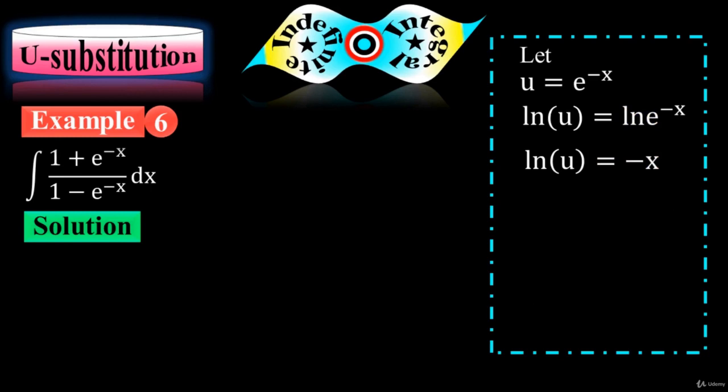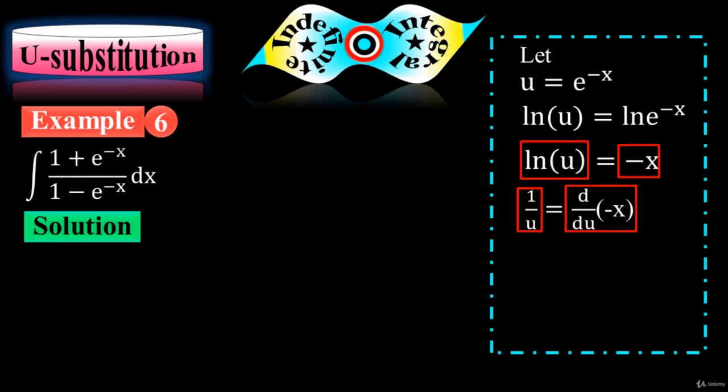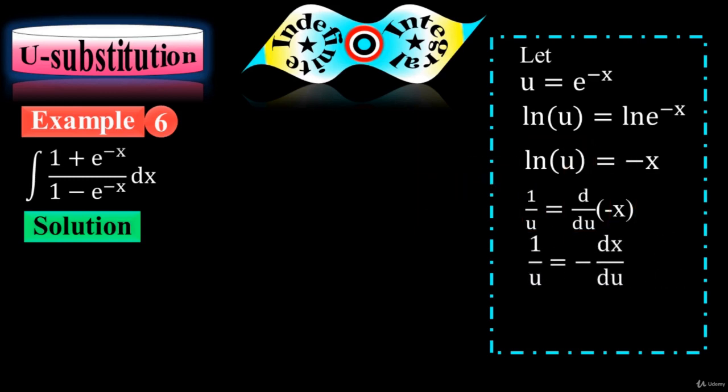Differentiate both sides with respect to u. For the left side, we don't have any issue, we have the u variable. But for the right side, we have x, there is no u variable. Derivative of natural log u is 1 over u. And derivative of minus x with respect to u is d over du times minus x. You just simply put the symbol of derivative, which is d over du times minus x. Separate the variables x and u. At the left hand side we have the u term, which is minus 1 over u times du equals dx.